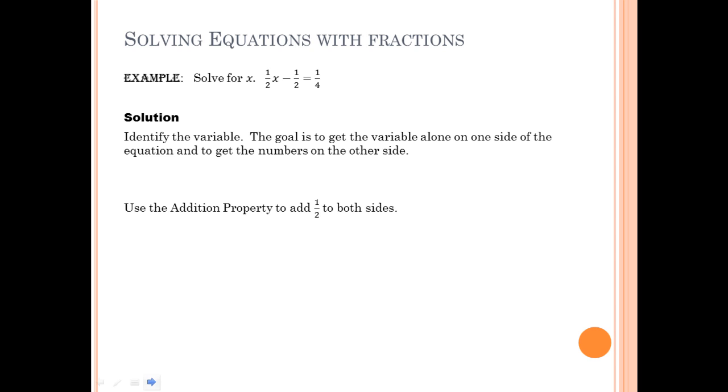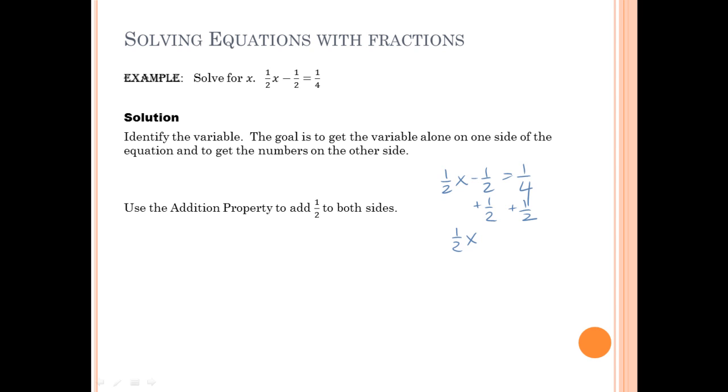So first, we add 1/2 to both sides. So adding 1/2 to both sides, on the left side, we have negative 1/2 plus 1/2, which is 0. So we have 1/2 x plus 0, which is 1/2 x. On the right side, to add 1/2 and 1/4, we need to find the LCD, which is 4.